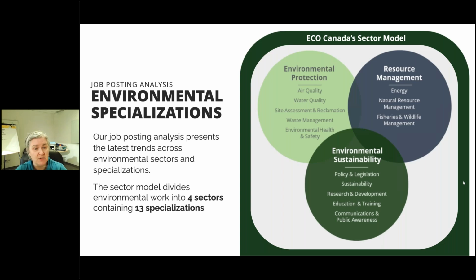For example, in environmental protection, we have people working in air quality, in water quality, in site assessment and reclamation, in waste management, and environmental health and safety. On the resource management side of things, we have people working in renewable energy, energy efficiency, natural resource management, which includes agriculture and forestry and mining, and fisheries and wildlife management as well. So this model allows us to classify job postings based on what sort of activity or what sort of area of work the individual is participating in. So let's take a look at those findings in the next slide.